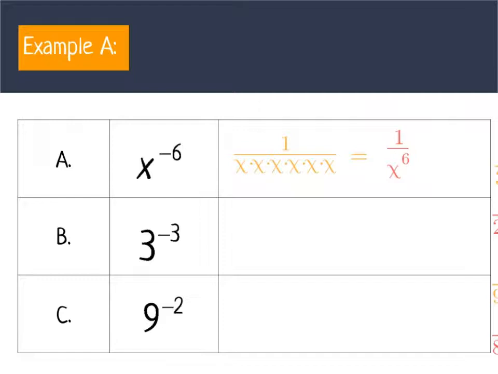Now I've got 3 to the negative third, so again, that's going to be 1 times 3 times 3 times 3. And again, I'm going to multiply those all together. 3 times 3 is 9, 9 times 3 is 27, so I'm going to reduce that to 1/27. Now I've got 9 to the negative second, so that's going to be, again, take my reciprocal, and I'm going to have 1 over 9 times 9, and 9 times 9 is 81, so I'm going to simplify this as 1 over 81. So that's 3 examples.